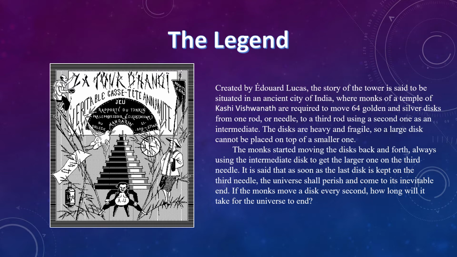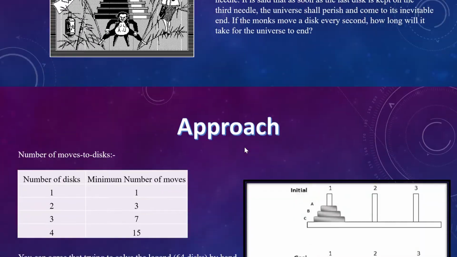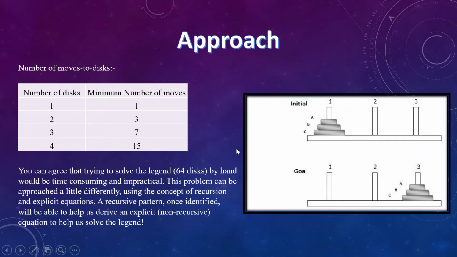The last part is a little bit abstract and not something that we'll get into right away. But what we're going to look into is how to solve and tackle this problem from a mathematical perspective. For this, we need a systematic approach towards the problem, and that is going to be possible by the use of recursive patterns and explicit equations. First of all, you can all agree that trying to solve this legend of 64 disks by hand would be time consuming and quite impractical, or borderline impossible even.